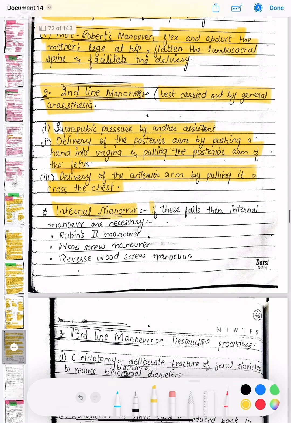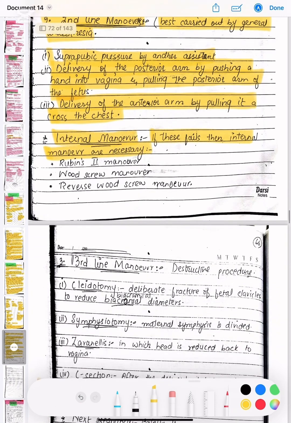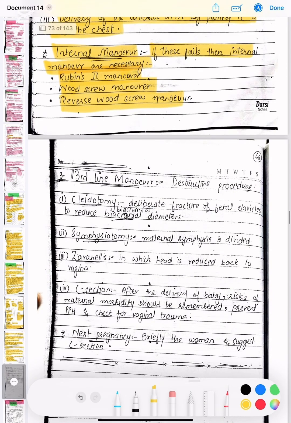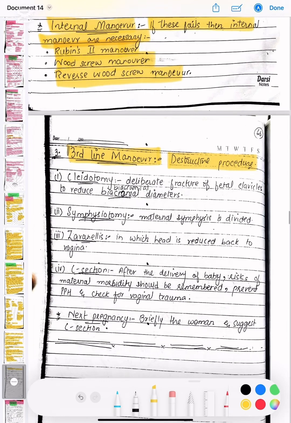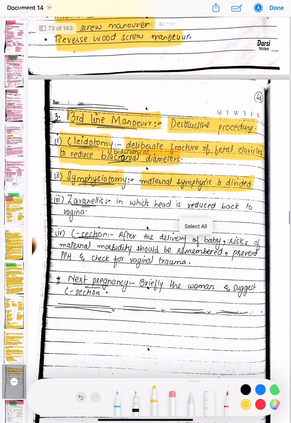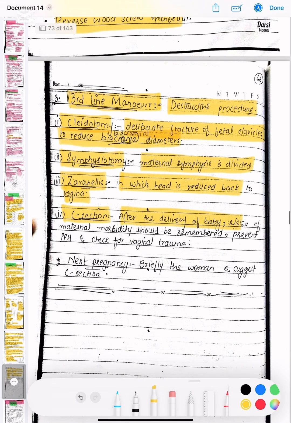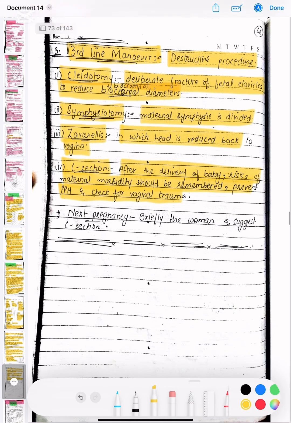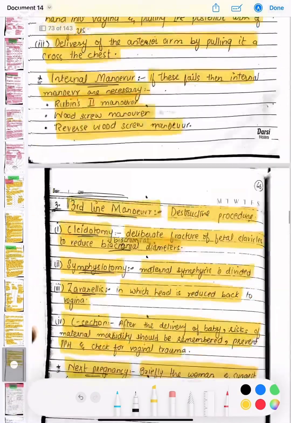If these fail, then internal maneuvers are necessary: Rubin's 2 maneuver, wood screw maneuver, and reverse wood screw maneuver. Then the third line maneuver is a destructive procedure. Cleidotomy, deliberate fracture of the fetal clavicles to reduce the bisacromial diameter, and symphysiotomy, in which the maternal symphysis is divided, and Zavanelli, in which the head is pushed back into the vagina and C-section is done after the delivery of the baby. Risk of maternal morbidity should be remembered: prevent PPH and check for vaginal trauma. And for the next pregnancy, brief the woman and suggest C-section.